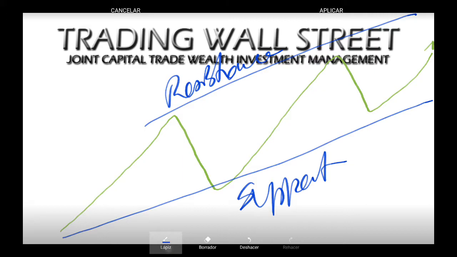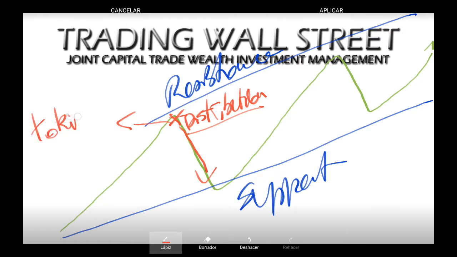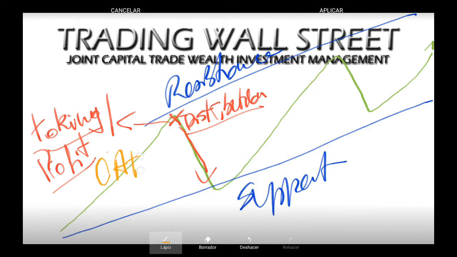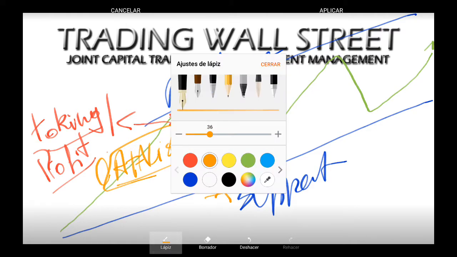Now what's happening at that particular level here? Distribution is taking place, so we're going to see a retracement. Distribution is just investors taking profits, and that's it. What caused it? The cause is just they need a good catalyst. That's it.